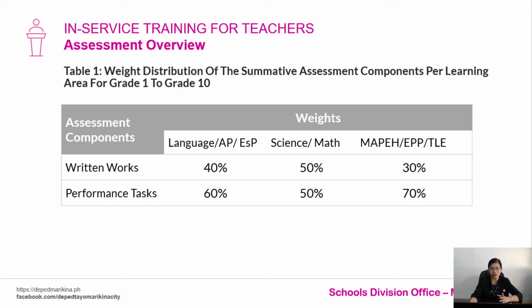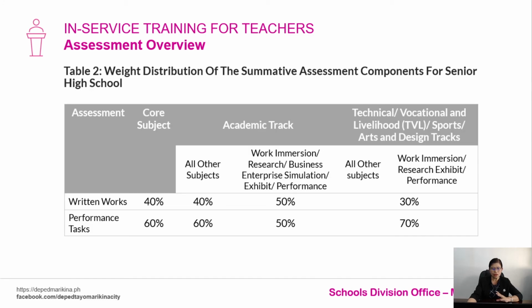Okay, now that's for grades 1 to 10. Now let's go to table 2, which is for the senior high school. Again, look at the distribution of percentages. You have the written works and performance tasks again. For all other subjects, 40 and 60%. Then for work immersion, research, business enterprise, simulation, exhibit, performance, both 50%. And for the tech-voc, sports, arts, and design tracks, you have 30% and 70%. Again, performance tasks has the bigger percentage.